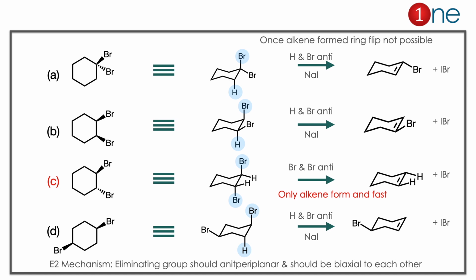Here you have to learn two important concepts. One is that once the alkene is formed, the ring flip is not possible, because the alkene is sp2 hybridized and does not allow the ring flip. Second, the E2 mechanism needs the groups to be anti-periplanar to each other, and they should be diaxial.